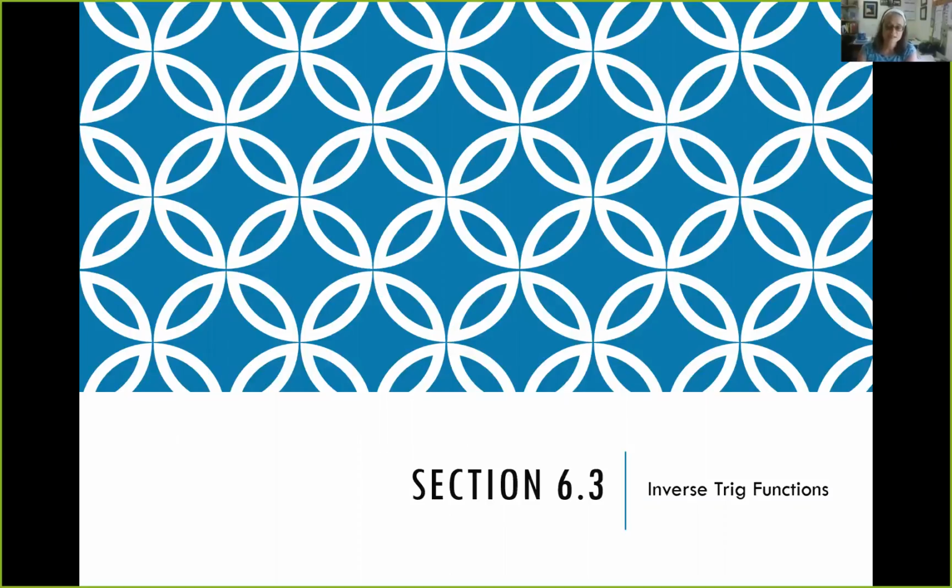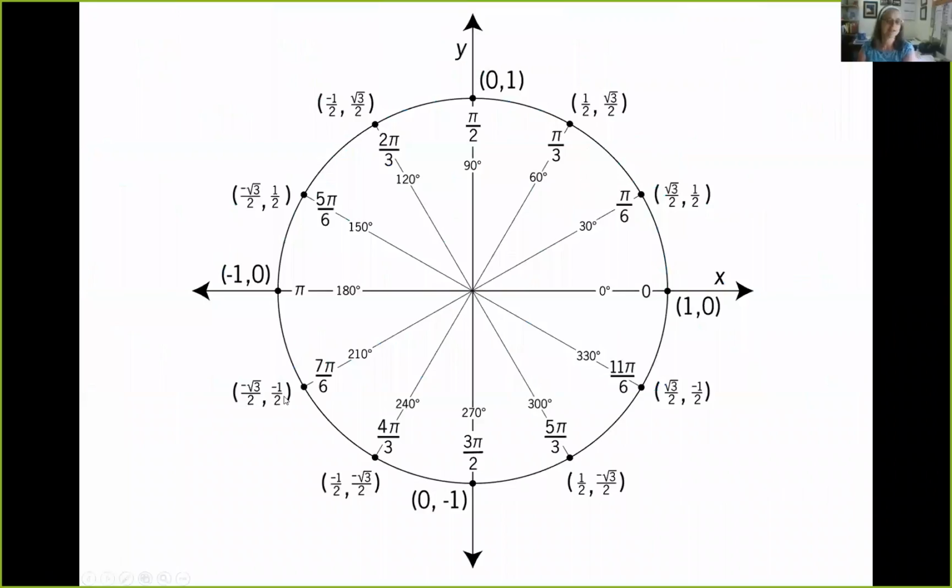So let's talk about what an inverse function is, and let's revisit our periodic table. Or not our periodic table, sorry, wrong class. I teach chemistry too sometimes.